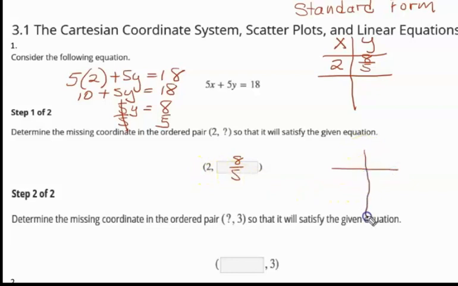Now for the next one, they're going to give us a coordinate of 3 for the y value. So for this, we would go 5x plus 5 times 3, now we're substituting, equals 18. And let's see what you get.